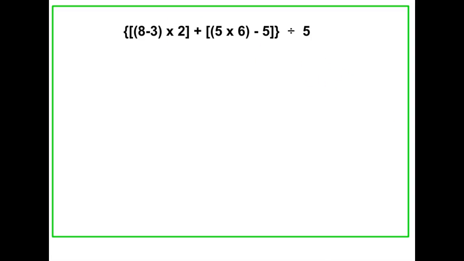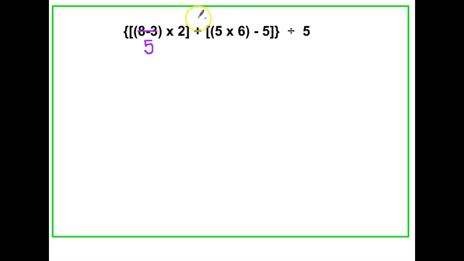So I'm going to start by finding the value inside my parentheses. My first one right here, I have 8 minus 3. Well, we know that 8 minus 3 is 5, so I'm going to write 5 directly underneath it, and I'm going to cross this part out because I've figured that out. I have found the value, I don't need it anymore.